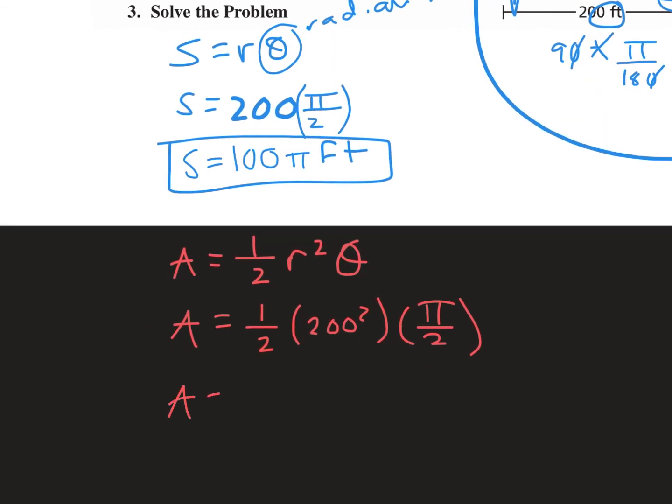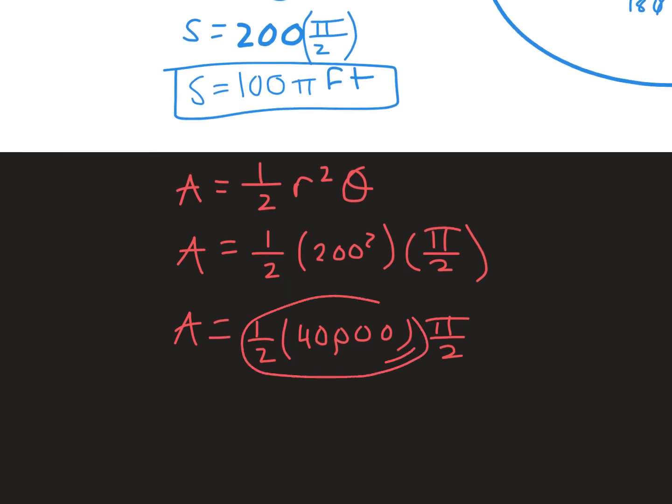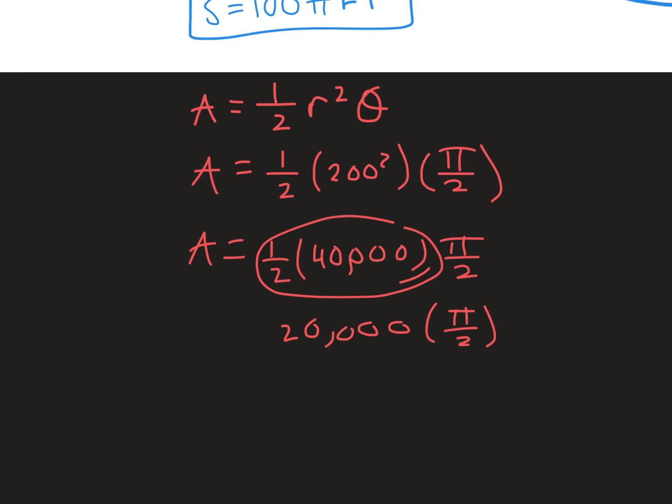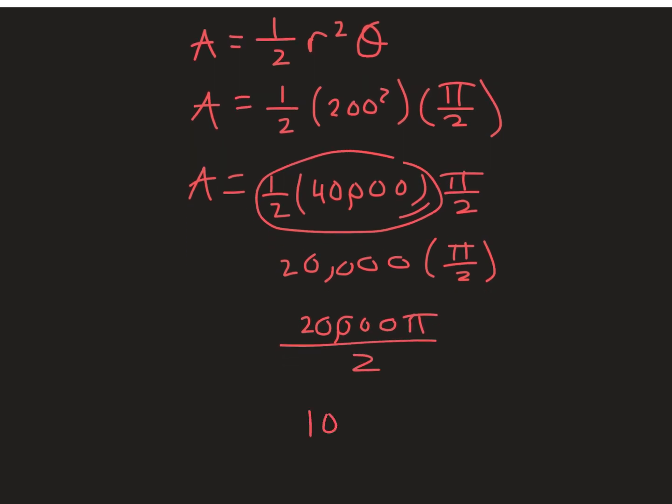What is 200 squared? 40,000, perfect. So 40,000 times 1/2 times pi over 2. So let's just do 40,000 times 1/2 first, which you can do in your calculator, or you can do it in your head. What do we get? 20,000. And then we have 20,000 times pi over 2. So 20,000 times pi would just be 20,000 pi over 2. So we can divide 20,000 by 2, which would be 10,000. Perfect. 10,000 pi.